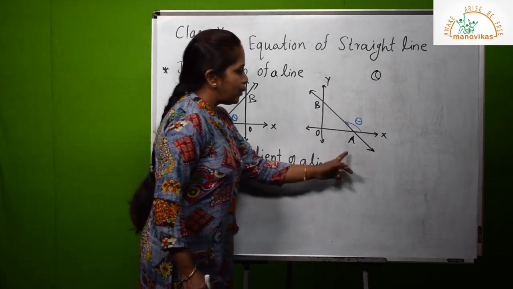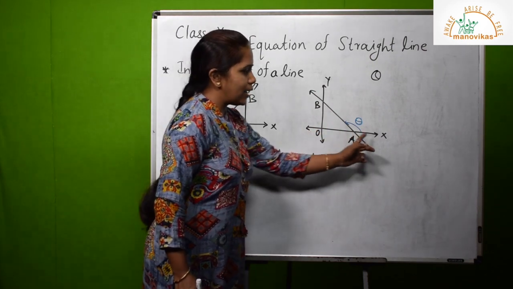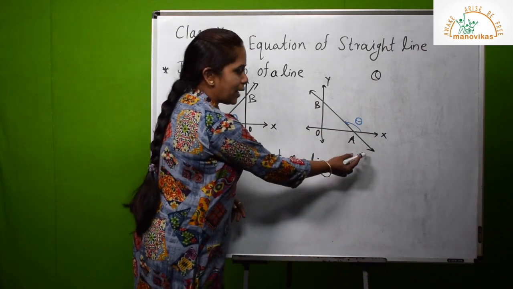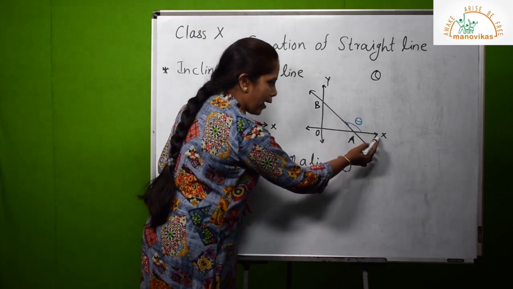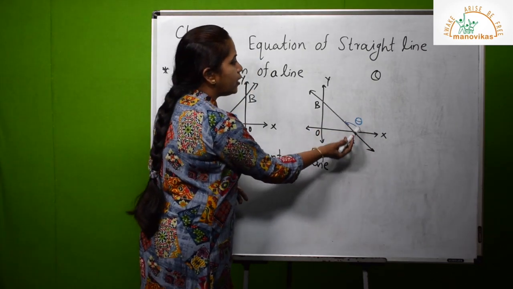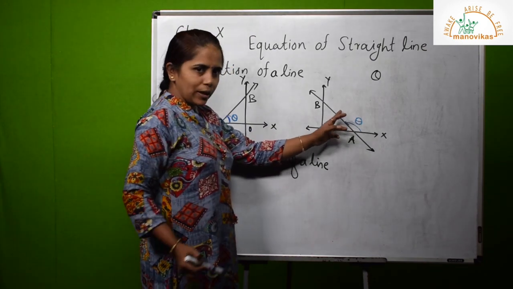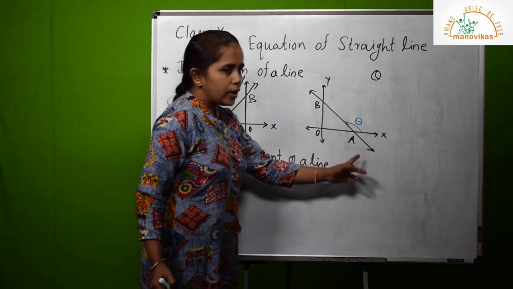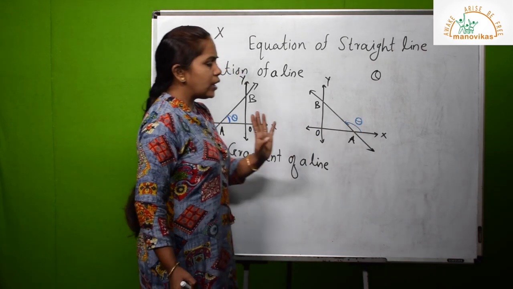And now AB intersects the x-axis at point A. So the positive direction of the x-axis is OX. Now the angle made by this line with the positive direction, that is OX, measured in anti-clockwise direction, is denoted by theta. Then this angle is nothing but the inclination of the line AB with the x-axis.